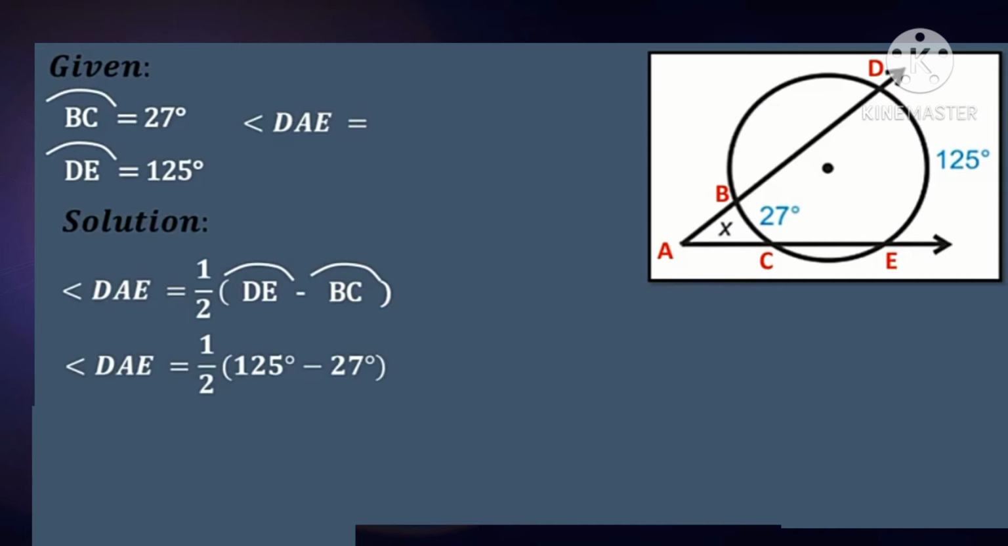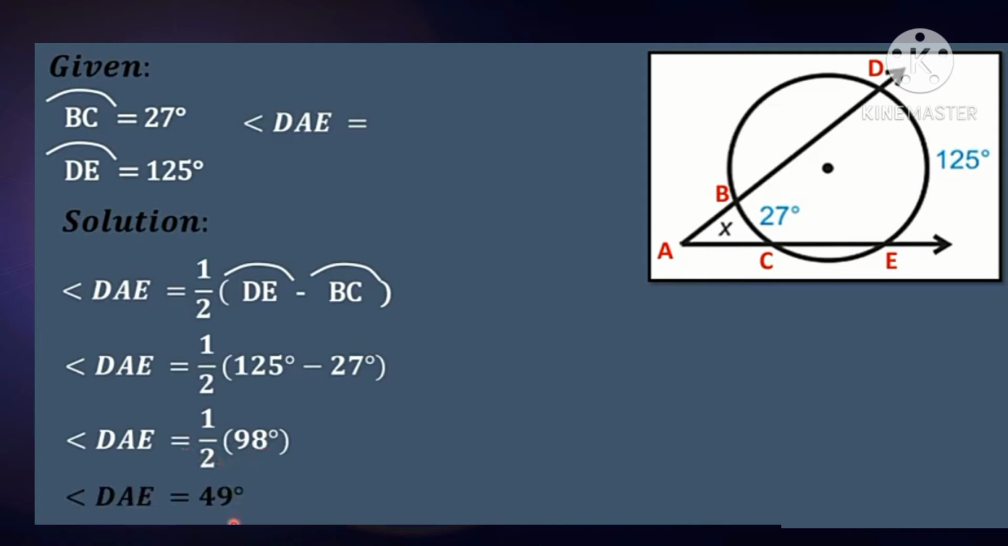The difference of 125 degrees and 27 degrees is 98 degrees. So angle DAE is equal to 1/2 of 98 degrees, and we all know that 49 degrees is 1/2 of 98 degrees. So the final answer is angle DAE is equal to 49 degrees.